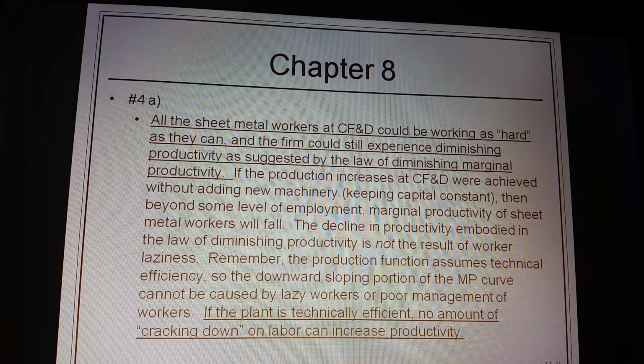The decline in productivity embodied in the law of diminishing productivity is not a result of worker laziness. Remember, the production function assumes technical efficiency, so a downward sloping portion of the marginal product curve cannot be caused by lazy workers or poor management of the workers. If the plant is technically efficient, no amount of cracking down on labor can increase productivity. Hopefully you got something along the lines of these underlined portions in this answer.